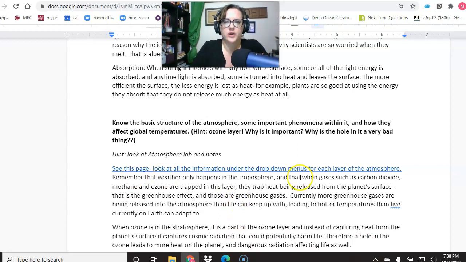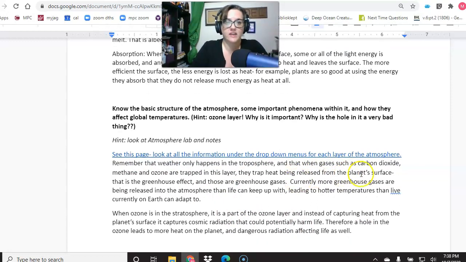There are gases in the troposphere that act as greenhouse gases, and those are gases that trap heat. Examples of those are carbon dioxide, methane, which is farts, and ozone. Oh, but ozone protects us from space. Yes, when it's in the stratosphere or higher, but when it's in the troposphere, it's not getting that space energy. It's getting the energy from the planet, and it traps that energy and then releases it as heat into the rest of the planet. Oh no, so hot.